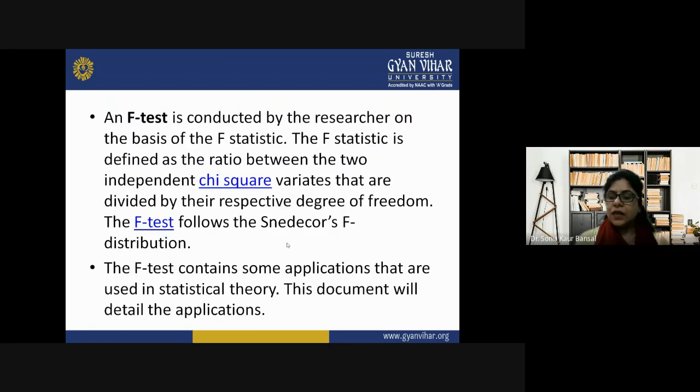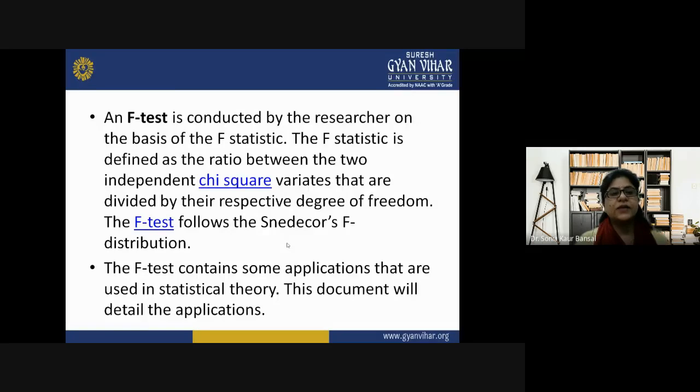Now, the F test is conducted by the researcher on the basis of the F statistic. The F statistic is defined as the ratio between two independent chi-square variates that are divided by their respective degrees of freedom. The F-test follows Snedecor's F distribution. All right, students.